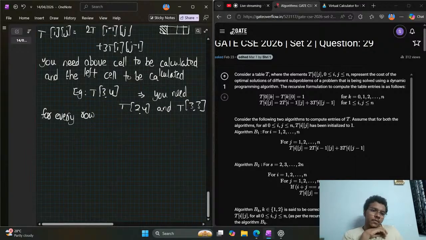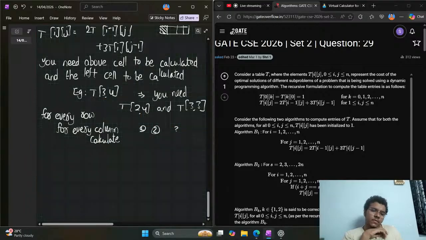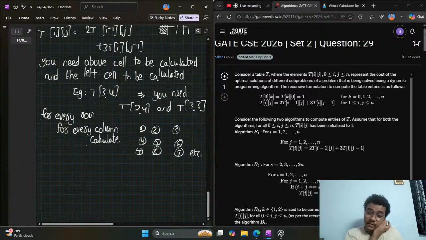For every row, for every column, calculate 1, 2, 3, 4, 5, 6, 7, 8, 9, etc. Works. Alright.